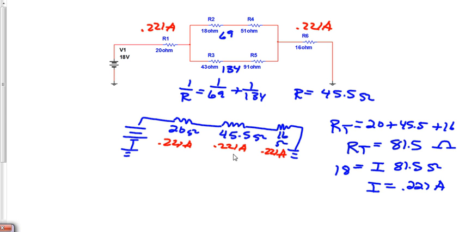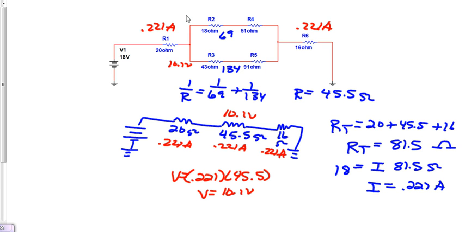Let's calculate the voltage on this. So I'm going to say the volts is equal to IR, so 0.221 multiplied by 45.5, because again, we're using Ohm's law. The volts is going to be equal to 10.1 volts. So I'm going to write that on this resistor here. So 10.1 volts. And what that means is there must be 10.1 volts on this branch and 10.1 volts on this branch, because they're parallel to each other. So I'll write 10.1 volts here, and then I'll write it here.